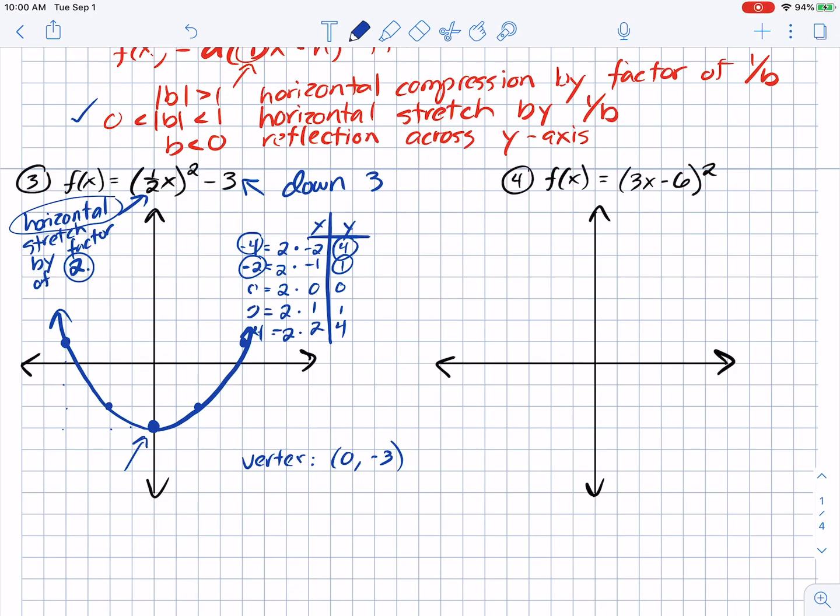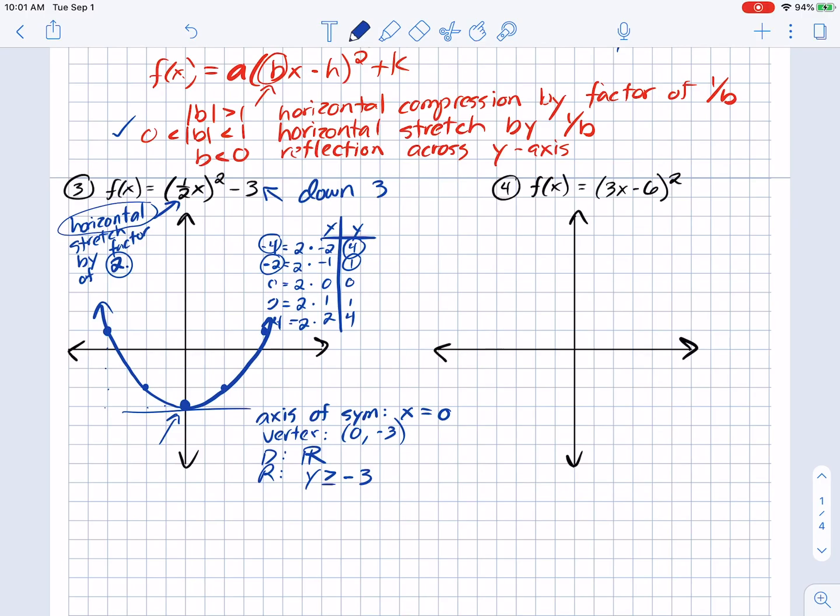Our vertex is at (0, -3). Our axis of symmetry is at x equals 0. It's our y-axis. And then domain, let's just finish with domain and range. We'll skip our intercepts for now. Domain, all real numbers. It's always going to be all real numbers for quadratics. You can plug in anything for x. And then your range, everything greater than your y-coordinate of your vertex. So y is greater than or equal to -3.